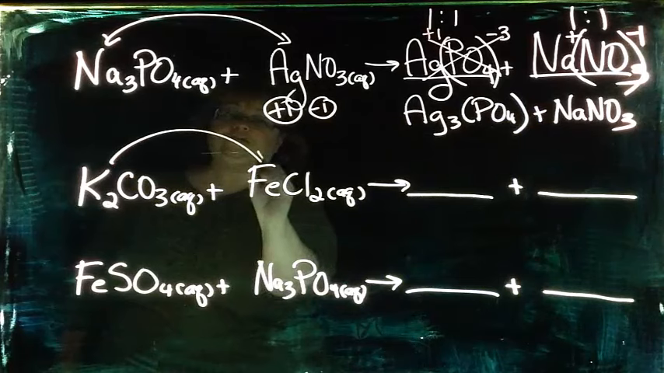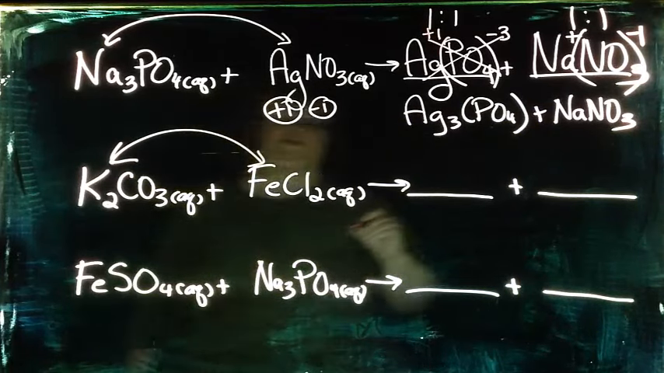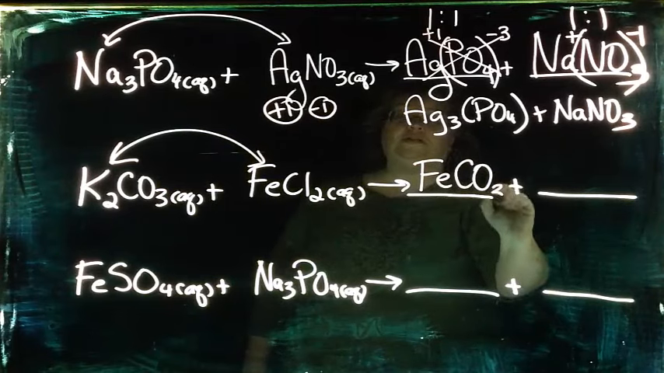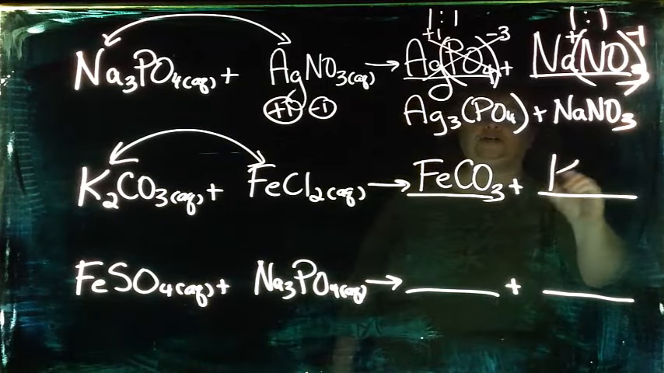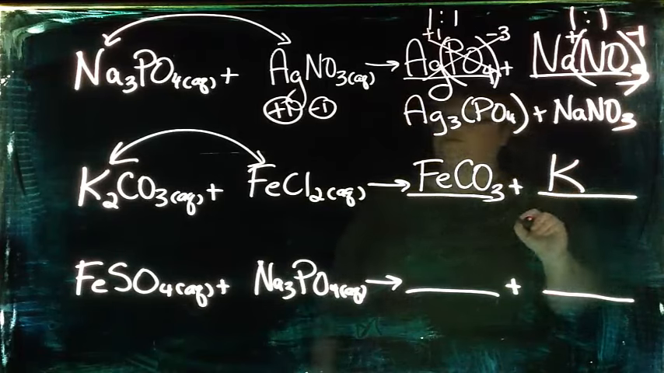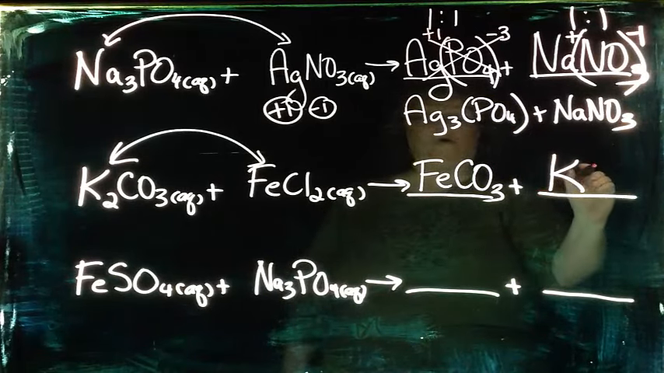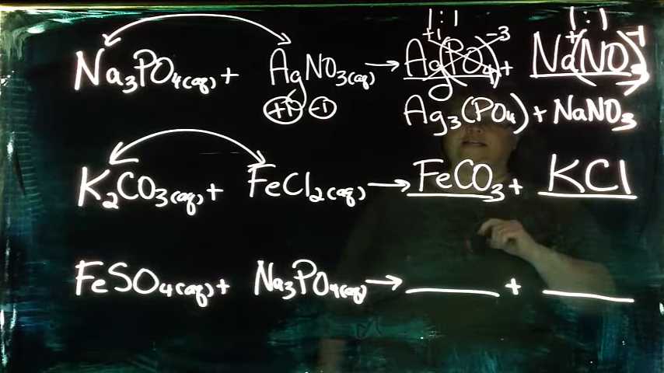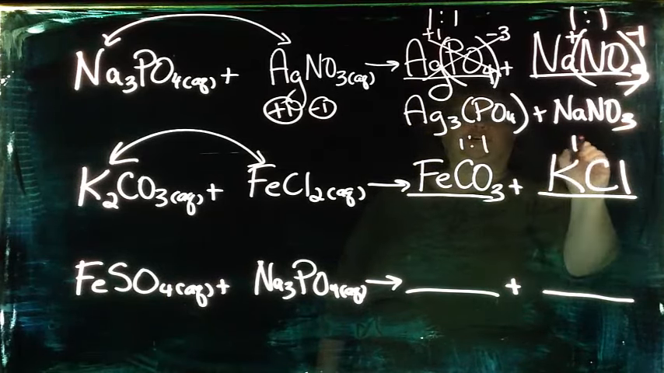I said we're going to switch cations here and hook them up to their new anion. So Fe is going to hook up to CO3. And I'm only going to bring one over, right? Even though I have 2 potassiums here, I bring just one over, and I hook it up with 1 chlorine. That's the key to it. 1 to 1, check the charges.